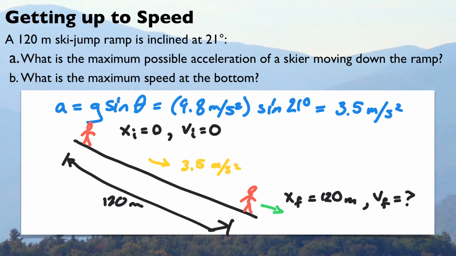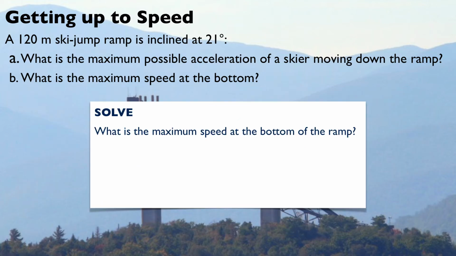Now this is motion with constant acceleration, and I want the relationship that doesn't use time, and so the relationship I'll use is just vf squared is equal to vi squared plus 2 times a times delta x. And with those things in hand, I can solve. I'm just looking for the maximum speed at the bottom of the ramp. I'm just looking for vf. Now we've made some assumptions. We've assumed you can ignore air resistance.